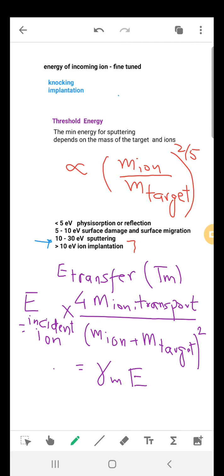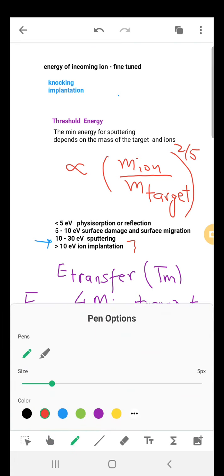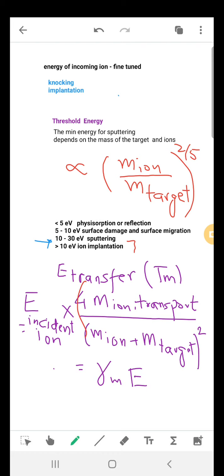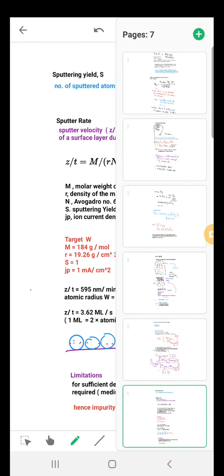So the transfer of energy can be expressed again depending upon the mass of the ion, the mass of the target and the energy of the incident ion. This gives you the energy transfer, and is equal to, and this quantity is represented as phi m into E, gamma m into E.